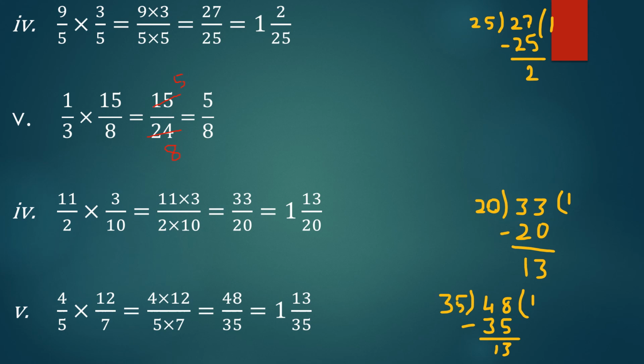The next, 4 by 5 into 12 by 7 equal 4 into 12 divided by 5 into 7 equal 48 by 35, which is equal to 1 13 divided by 35, because 35 into 1 is 35, 35 plus 13 is 48, 48 by 35. Therefore 48 by 35 can be converted into a lowest form as 1 13 by 35.